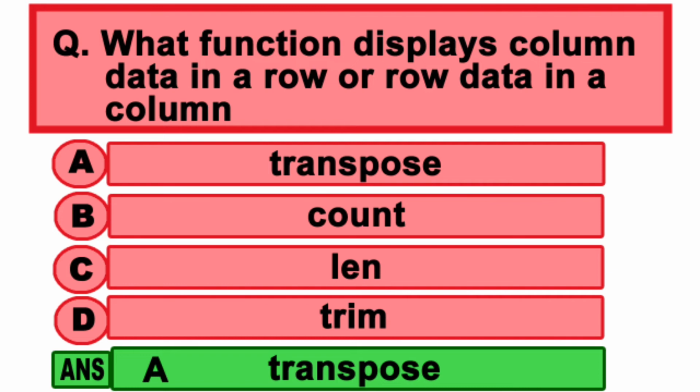Trim. The trim function is categorized under Excel text functions. Trim helps to remove the extra spaces in data and thus clean up the cells in the worksheet. The correct answer is answer A, transpose.